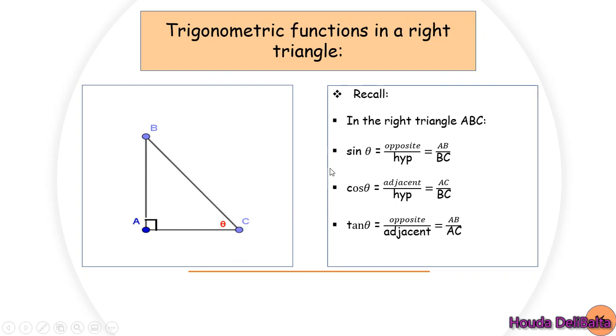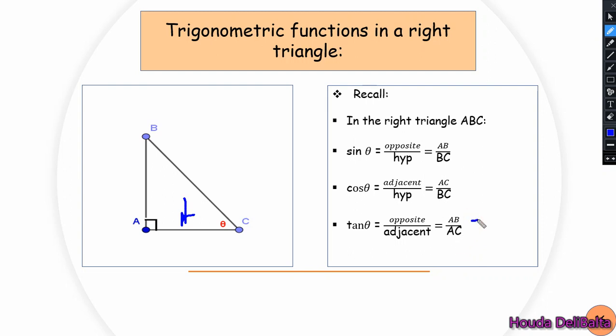So here you have sine theta is equal to AB over BC. So the opposite side to theta is AB. Cosine theta is equal to the adjacent side to this angle other than the hypotenuse, and here it is AC, divided also by the measurement of the hypotenuse, which is BC, and thus it is here AC over BC. Tangent theta is equal to the measurement of the opposite side, this is the opposite side to theta, divided by that of the adjacent side, which is AB over AC.